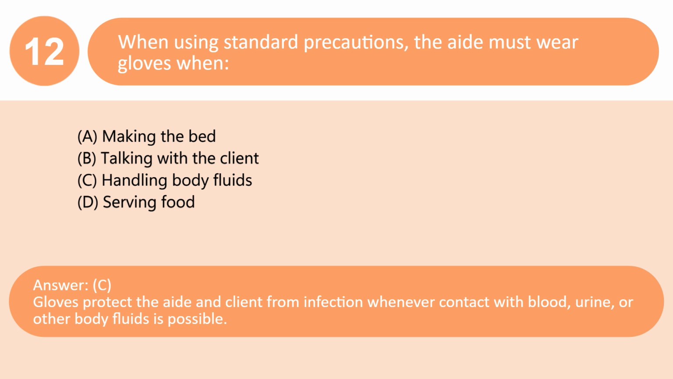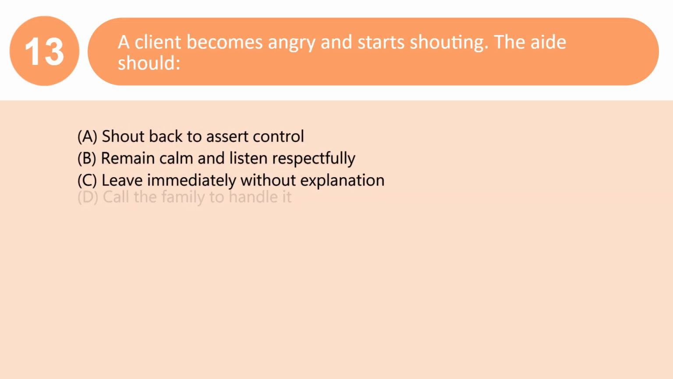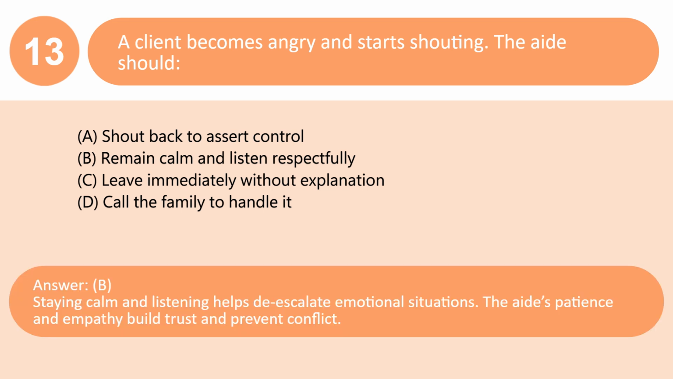A client becomes angry and starts shouting. The aide should A. Shout back to assert control. B. Remain calm and listen respectfully. C. Leave immediately without explanation. D. Call the family to handle it. Answer: B. Staying calm and listening helps de-escalate emotional situations. The aide's patience and empathy build trust and prevent conflict.